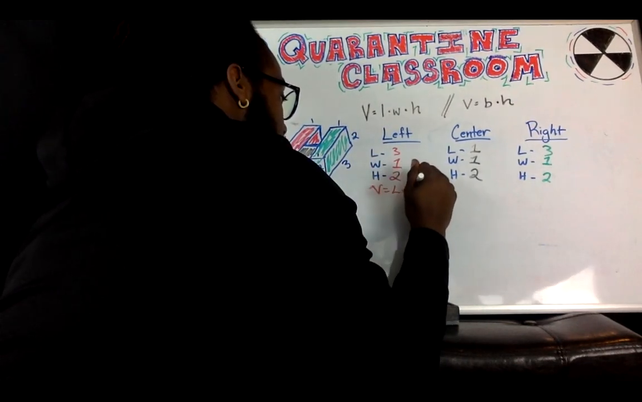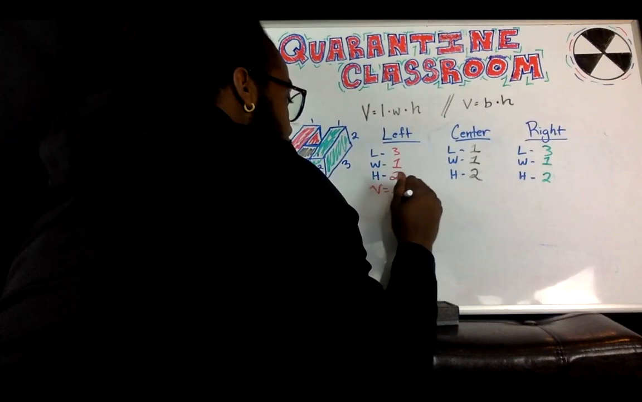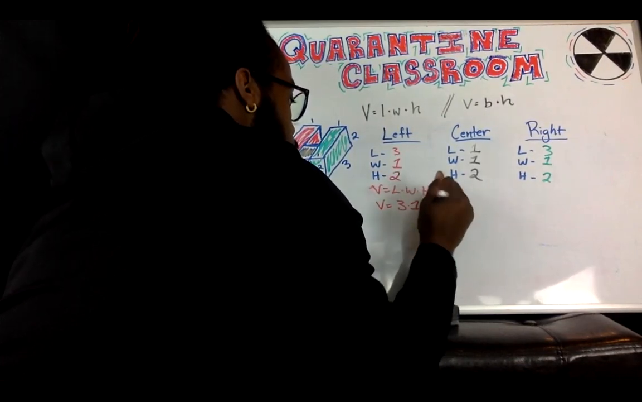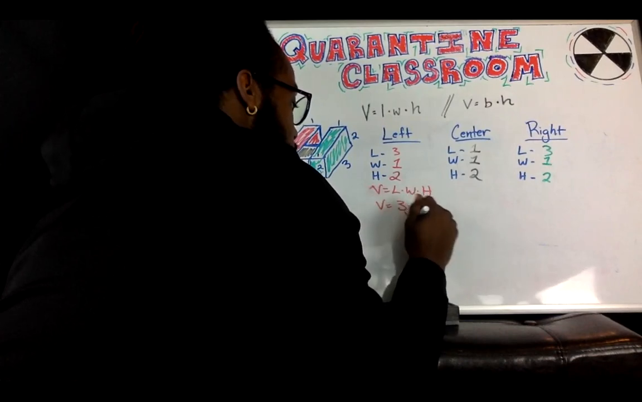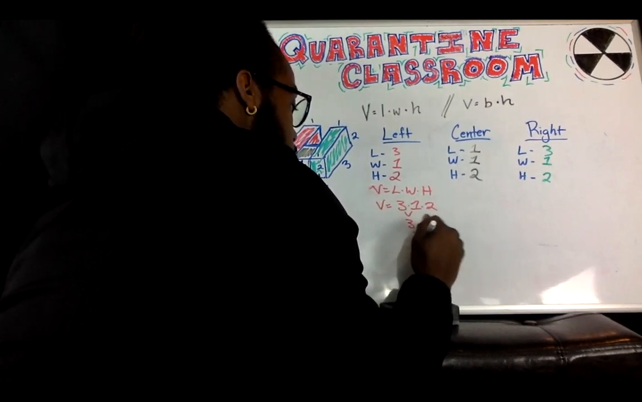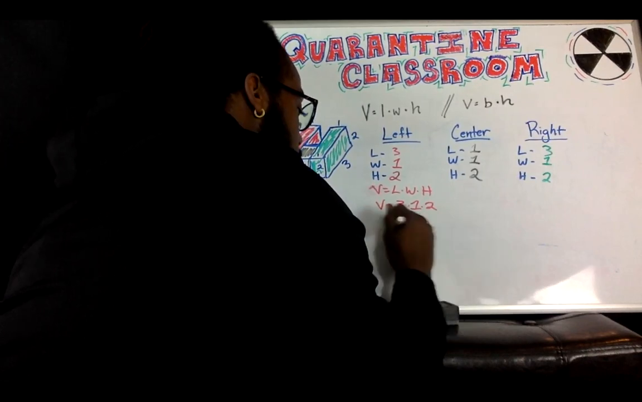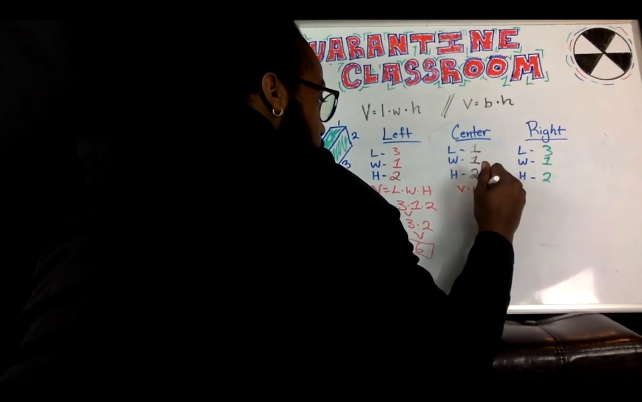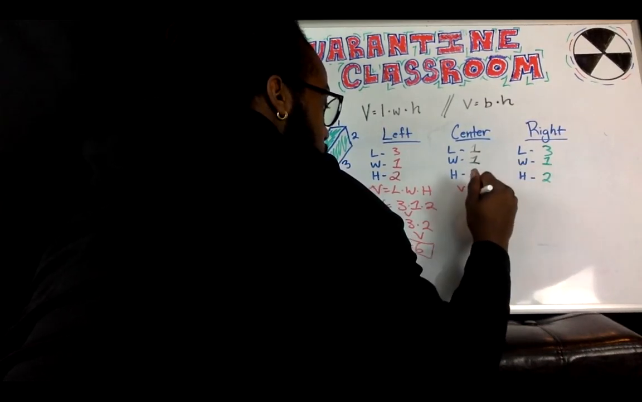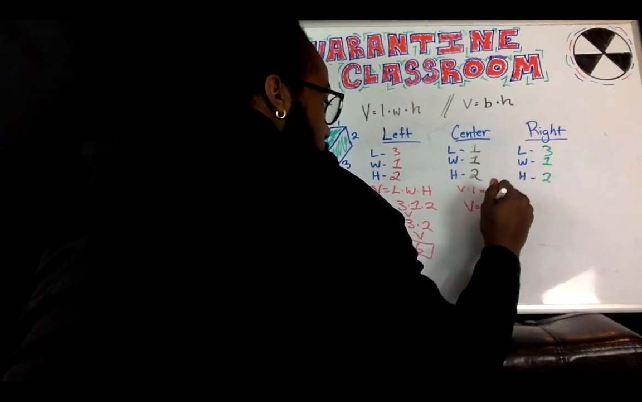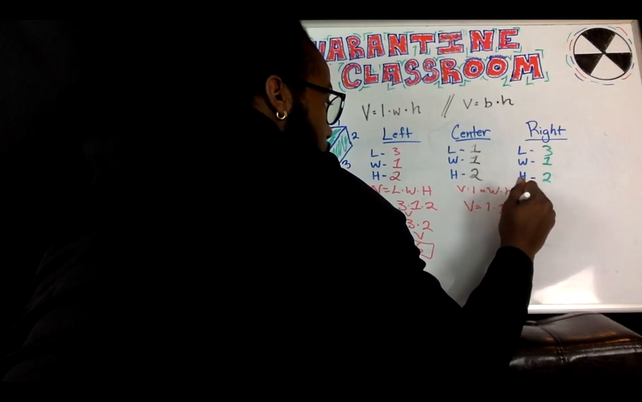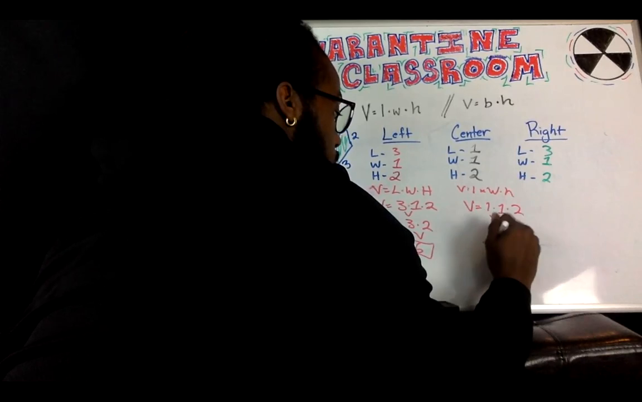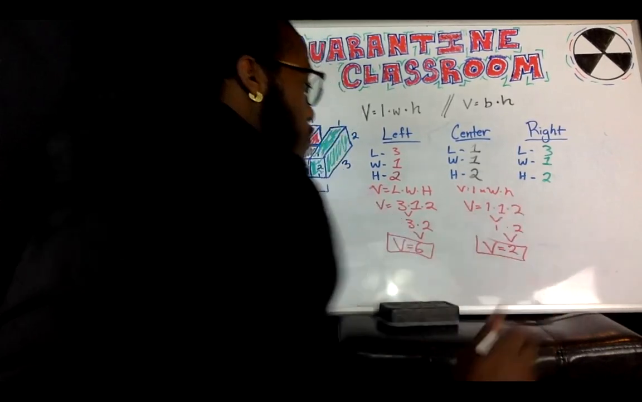volume equals length times width times height. Get into the habit of doing this and then plugging it in so that you don't end up making really silly mistakes. 3 times 2, 6. The volume equals 6. Again, length times width times height. And I'm plugging it in. 1 times 1 times 2. 1 times 2, 2. The volume equals 2 for the middle side.